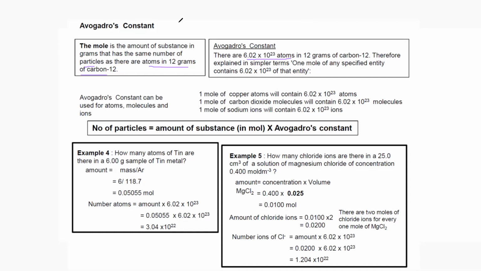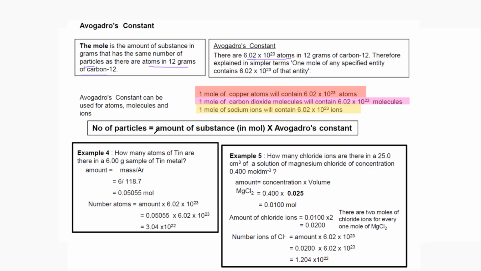So if we have one mole of copper atoms, how many particles will be there? It will have 6.02 into 10 to the power 23 atoms, because it's an atom. But one mole of carbon dioxide is a molecule, so it will contain 6.02 into 10 to the power 23 molecules. And one mole of sodium ion contains 6.02 into 10 to the power 23 ions. And how do we get the number of particles? The number of particles is the amount of substance, or moles, multiplied by Avogadro's constant.